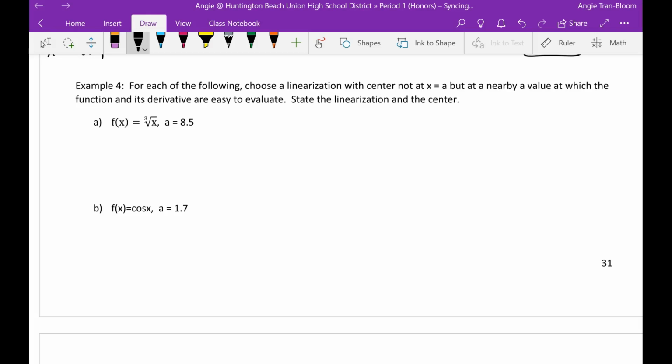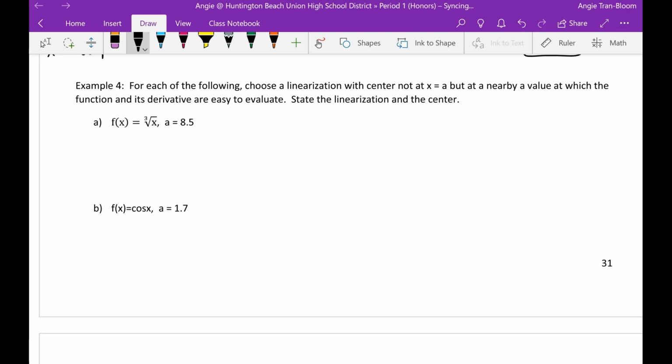All right, guys, here's example 4 and 4.5. For each of the following, choose a linearization with the center not at x equals a, but a nearby a value at which the function and its derivative are easy to evaluate. State the linearization and the center that you're going to pick.